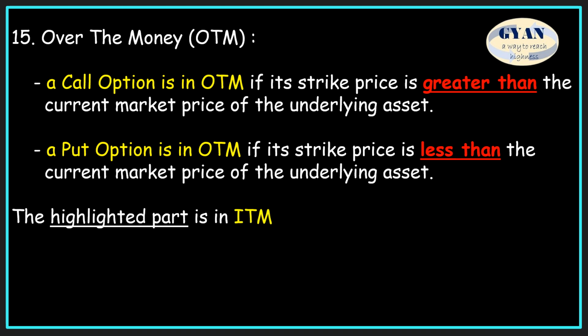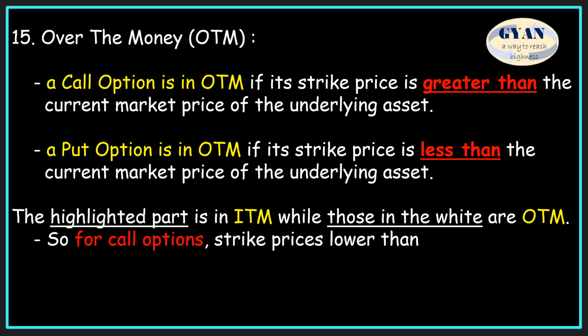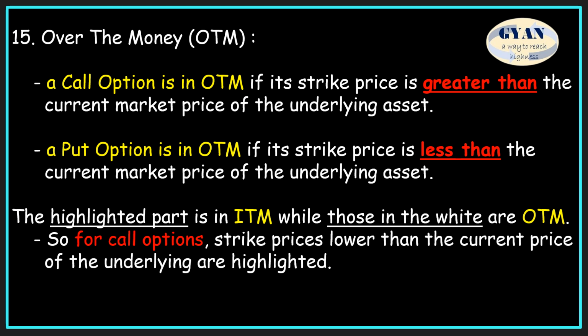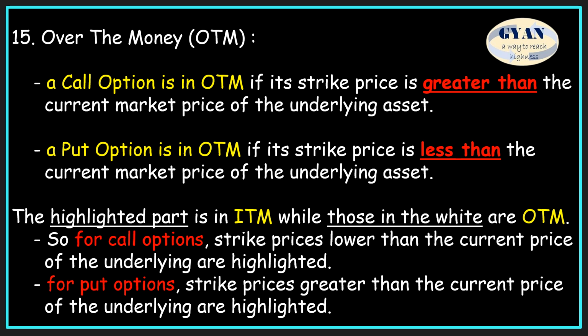The highlighted part is in ITM, while those in white are OTM. So, for call options, strike prices lower than the current market price of the underlying are highlighted. For put options, strike prices greater than the current market price of the underlying are highlighted.